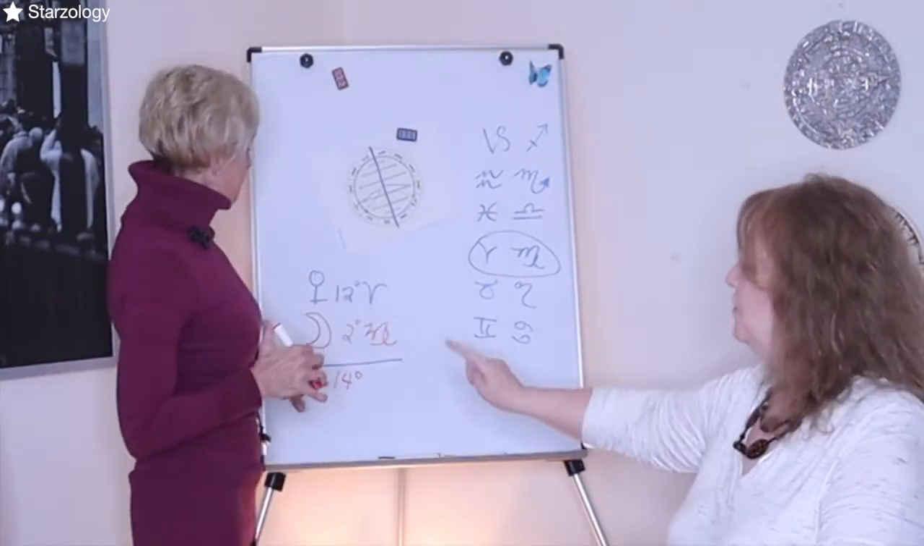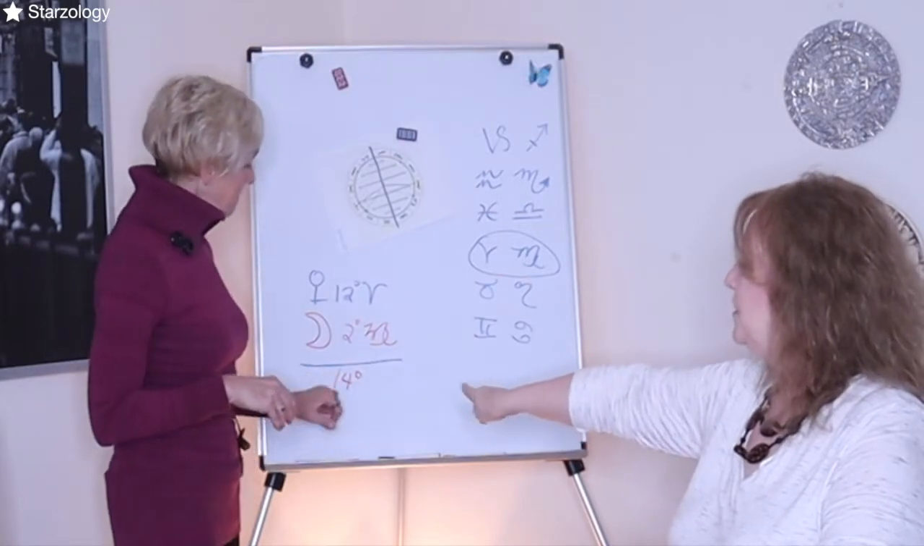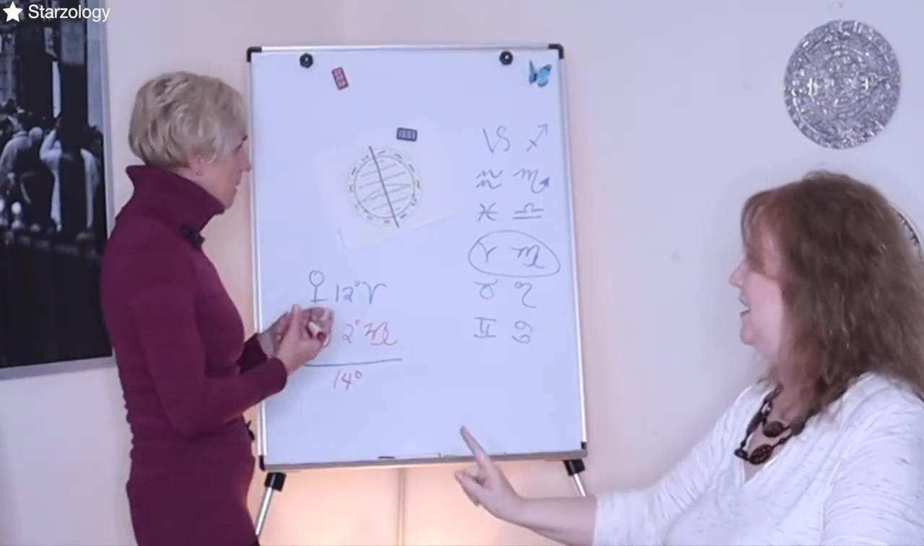All right? So can we just be quite clear? What numbers do they have to add up to be Antiscia?